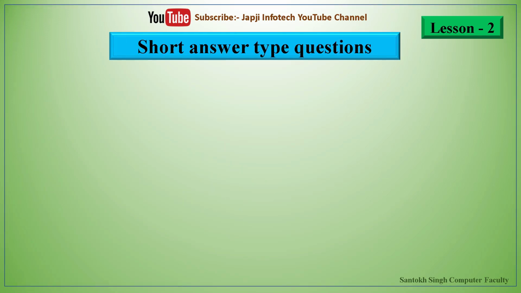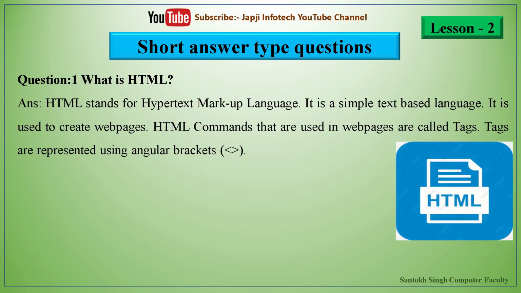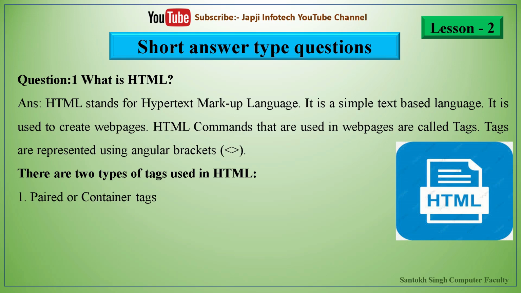So now we will learn about short answer type questions. The first question is, what is HTML? So HTML stands for Hypertext Markup Language. It is a simple text-based language. It is used to create web pages. HTML commands that are used in web pages are called tags. Tags are represented using angular brackets. So there are two types of tags used in HTML. The first one is paired or container tags, and the second one is unpaired or empty tags.